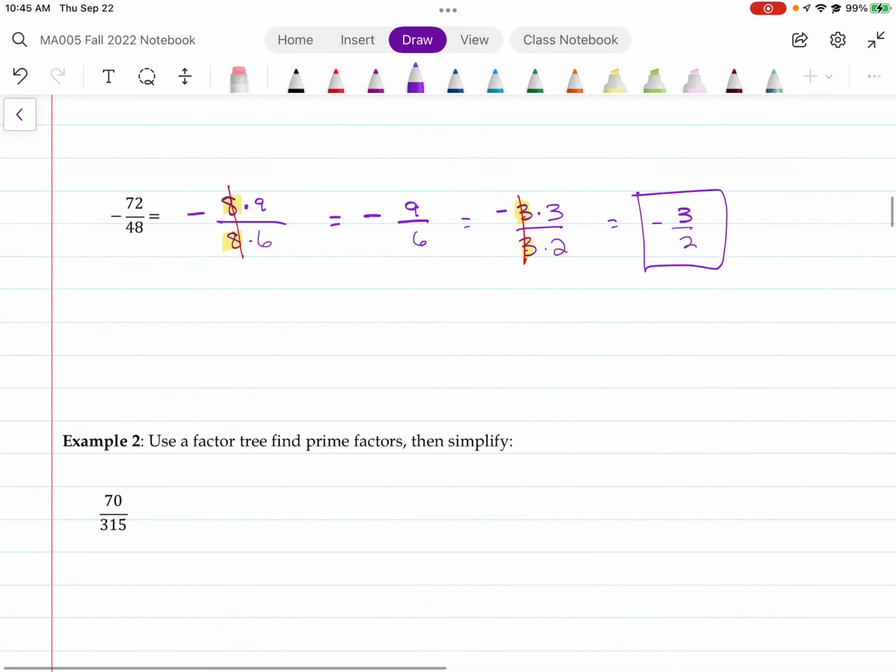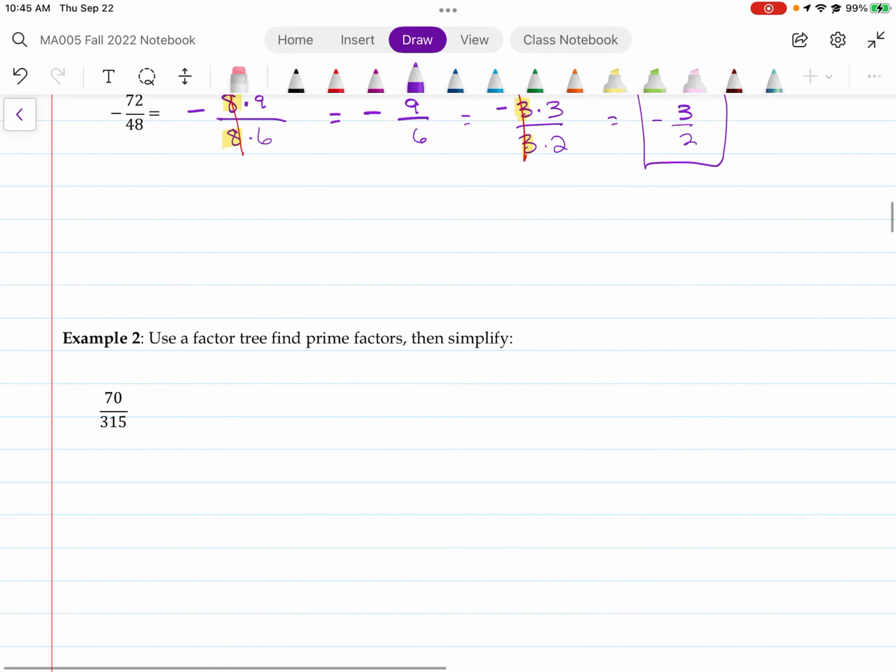All right, so how would you use a factor tree to find prime factors? This is what we would do. I'm going to do the 70 first. So I'm going to come over here and say 70. The first thing I thought of was 7 and 10. Okay, so 7 is prime, so I'm going to stop with 7 there. And now 10 is not prime. It is 2 times 5. 2 is prime, 5 is prime.